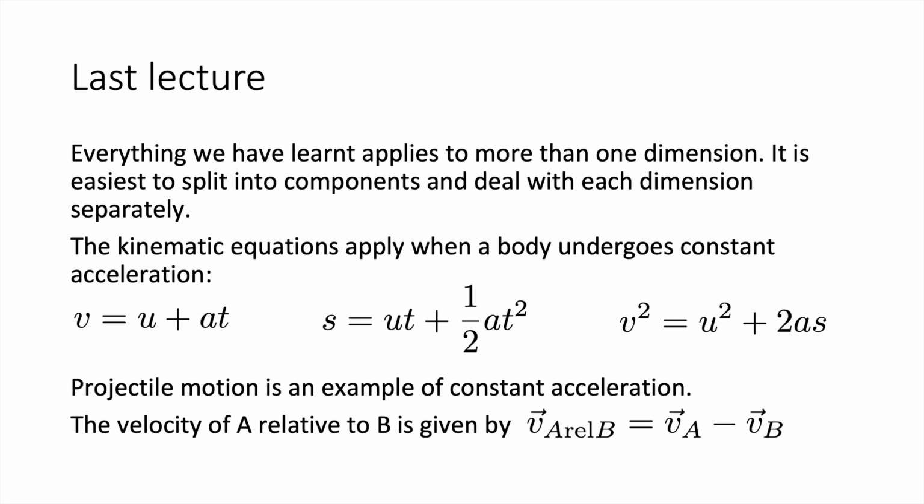We've got s = ut + ½at², where s is the displacement, u is the initial velocity, t is the time, and a is the acceleration. And we've got v² = u² + 2as. We saw that projectile motion is an example of something that has constant acceleration, so the kinematic equations can be used to describe projectile motion. We saw that the velocity of A relative to B is given by the formula: v of A relative to B is equal to the velocity of A minus the velocity of B.